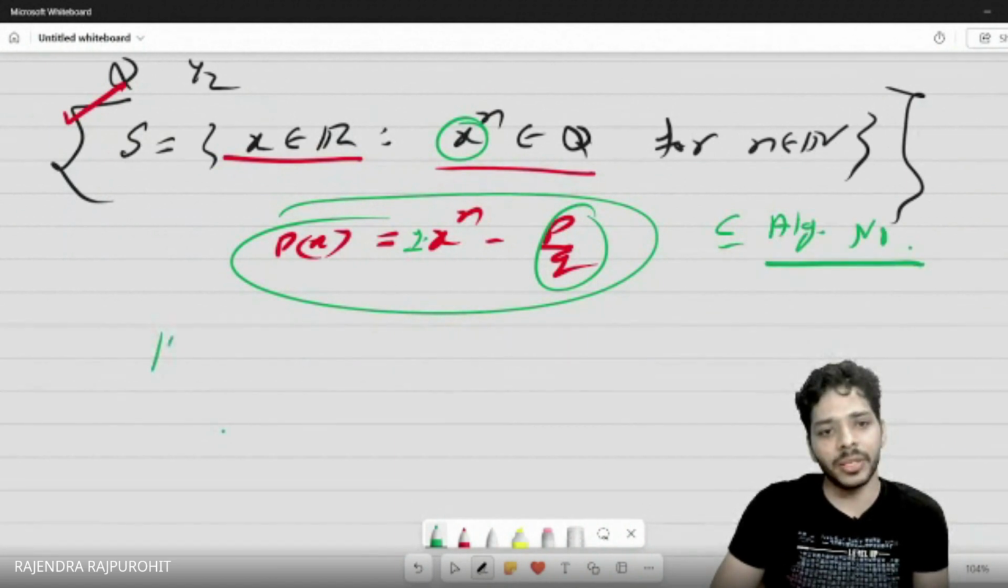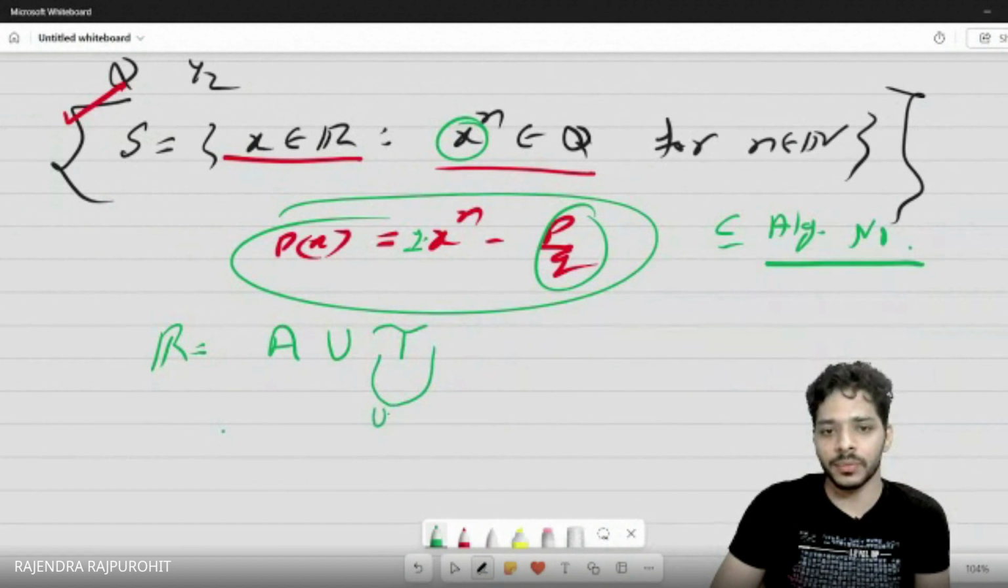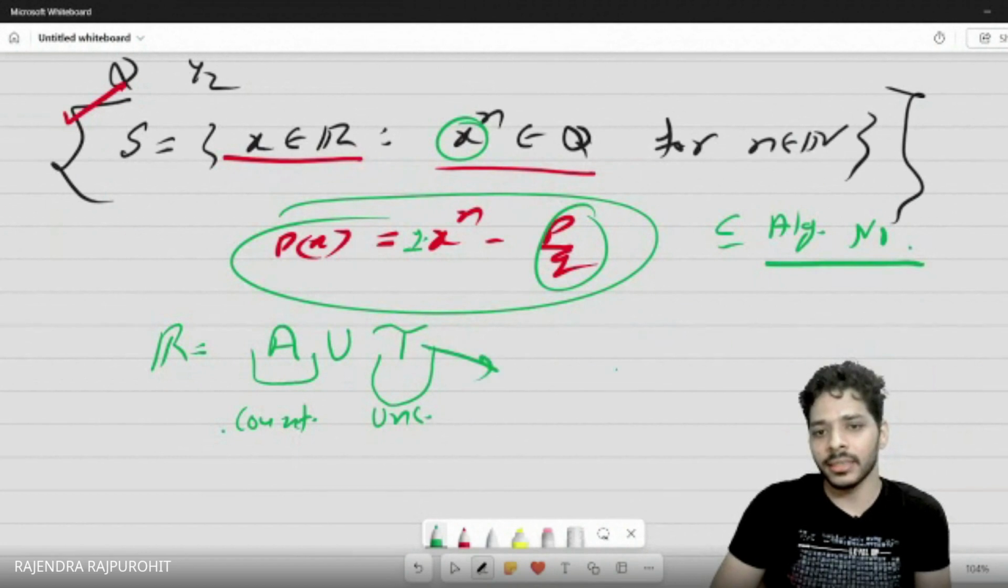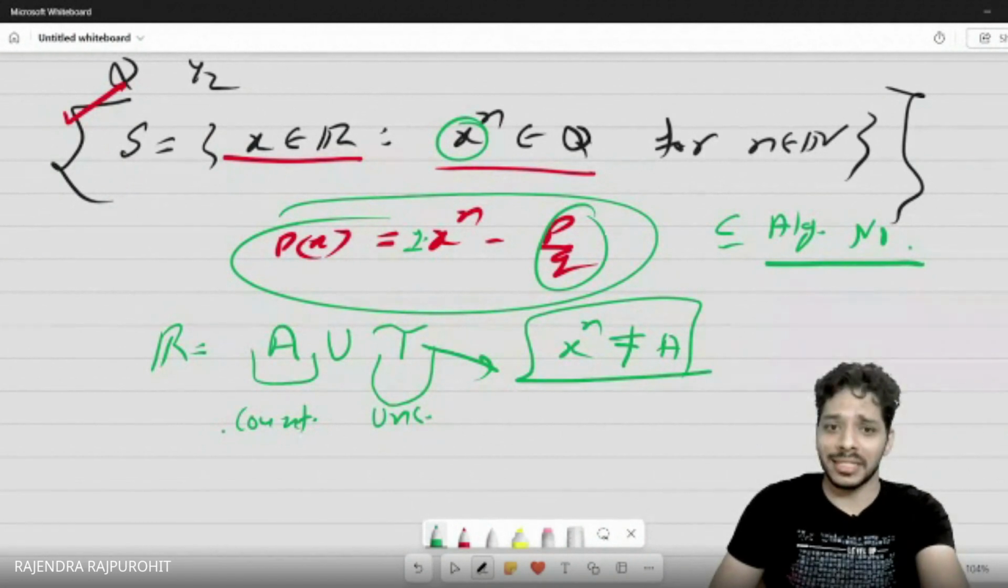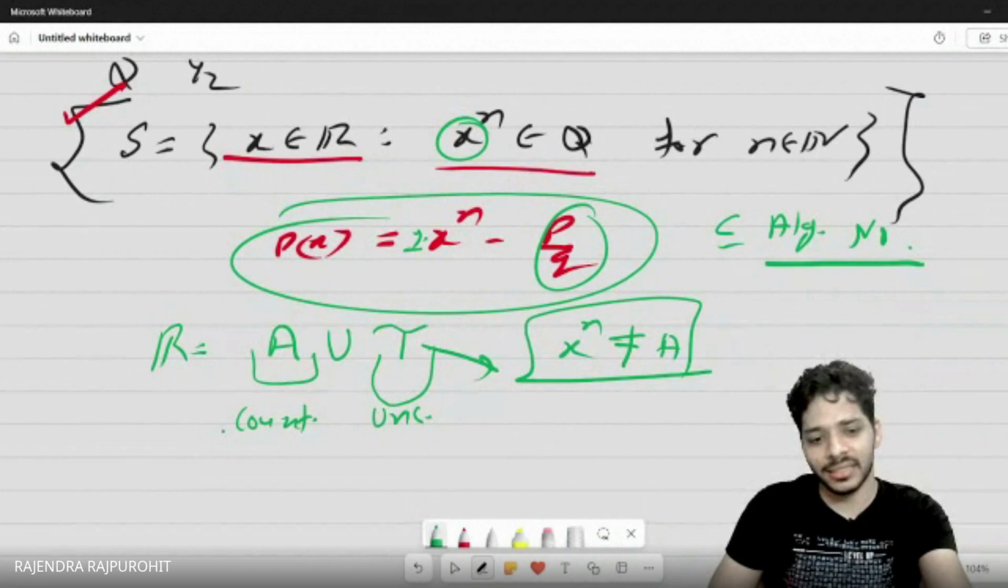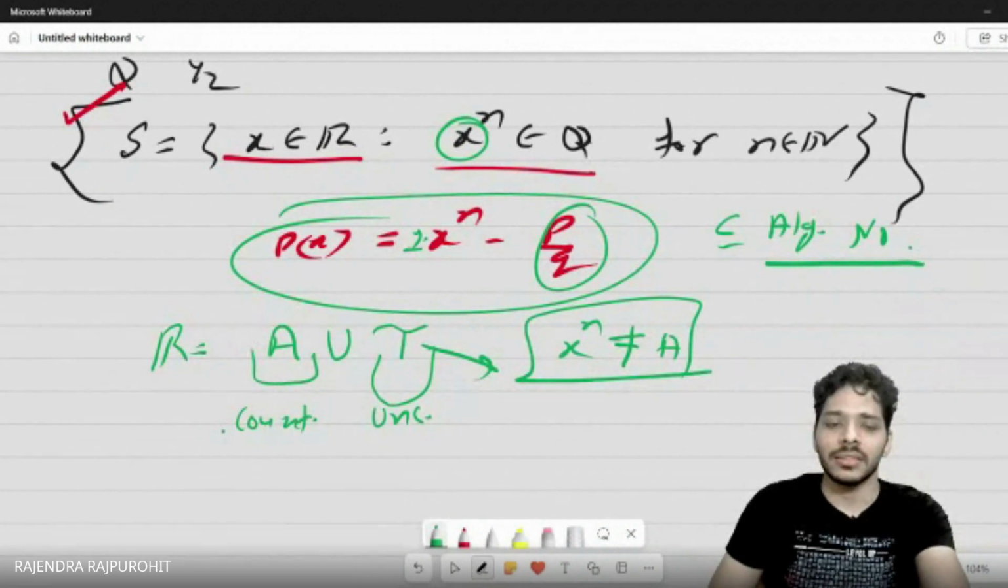R can be broken into two parts: the set of all algebraic numbers and the set of all transcendental numbers. This is uncountable and this is countable. If you take any transcendental X and any power of it, it's never algebraic, never rational, never an integer. Like pi, e, pi to the power e, e to the power pi, 4 pi, 6 pi, whatever. They are never algebraic. They will remain transcendental.